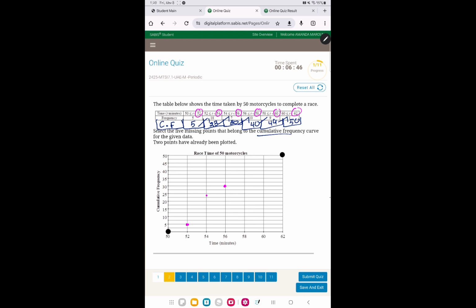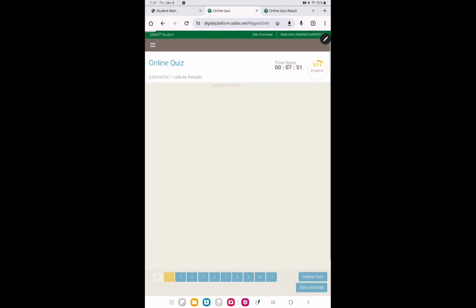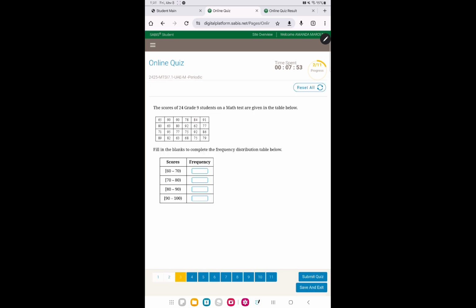Okay? At a time of 58, you are going to have a frequency of 40. And at a time of 60, you're going to have a frequency of 49. So your graph is supposed to look something like this. So now I'm going to just remove and put the points. So it's supposed to look something like this. Now we proceed to question number 3.